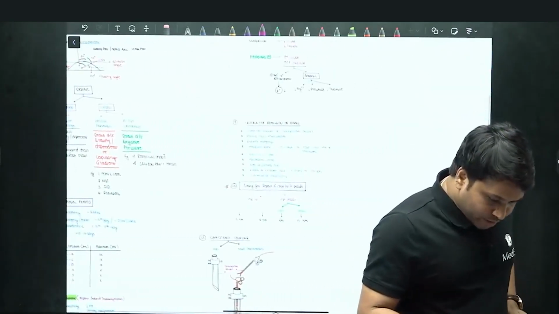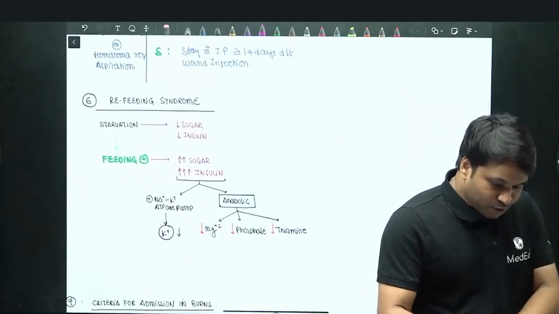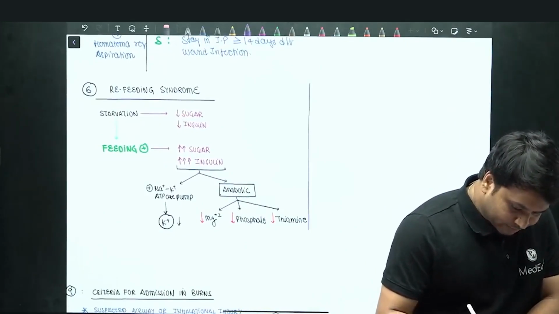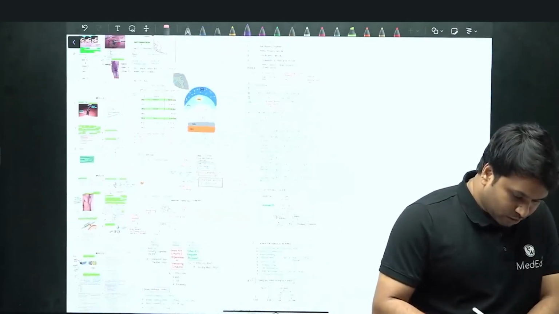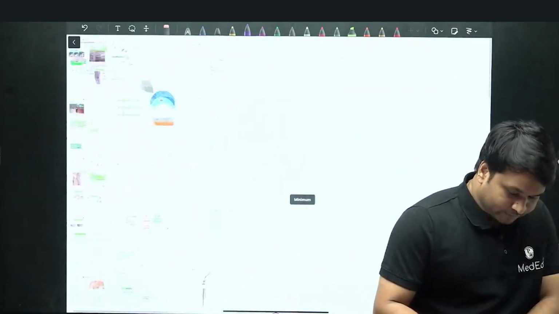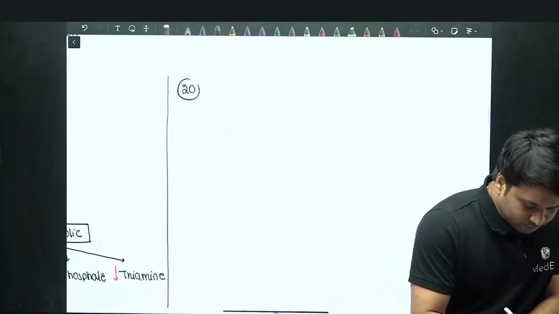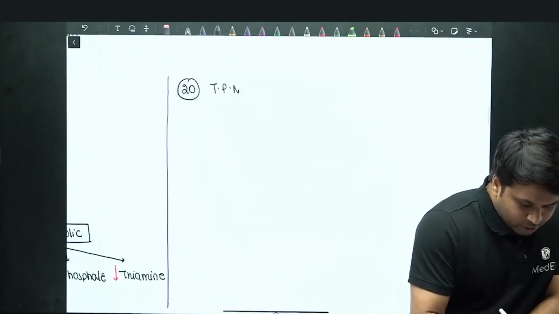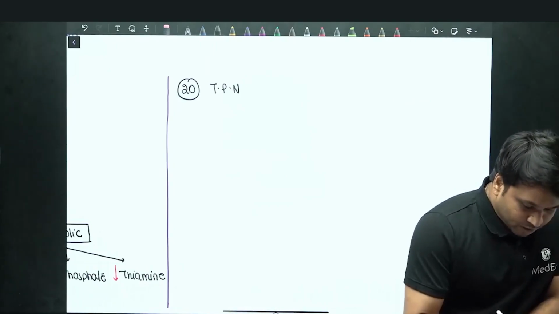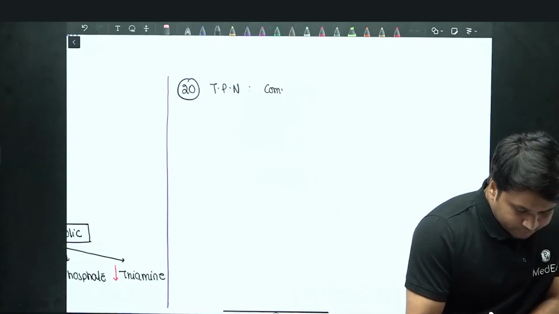So we'll go with the nutrition part. Where did we leave our refeeding part? So when you talk about the TPN, I'll add TPN here only. So this is our question number 20. TPN is your total parenteral nutrition. So when you talk about the TPN, the basic composition is important.